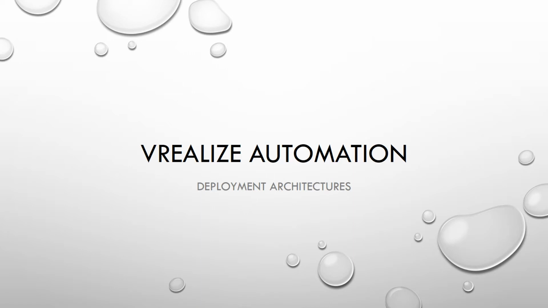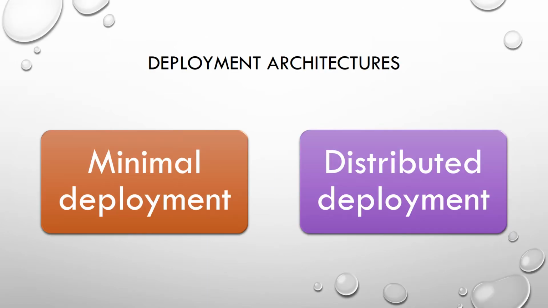Now that you're familiar with the components that make up vRealize Automation, in this video we are going to discuss the deployment types of vRA, which signifies the way these components can be deployed in our infrastructure, and the different reference architectures associated with these deployments. Now getting back on track.